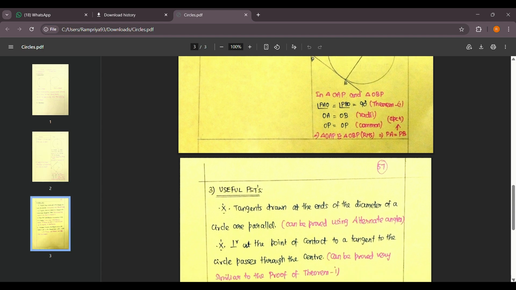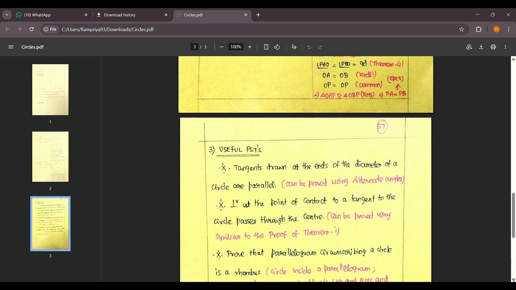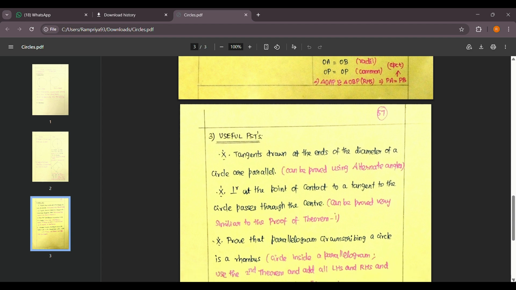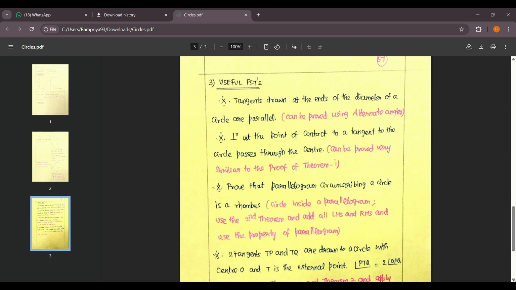And next are some useful problem solving techniques. I have given hints on how to solve them. These kinds of questions can be asked in your exam, and they will ask you to prove these theorems. Tangents drawn at the ends of a diameter of a circle are parallel. You can see this type of question in your NCERT book. You have to draw the diagram, apply the first theorem, and then using the alternate angles property you can prove it easily.